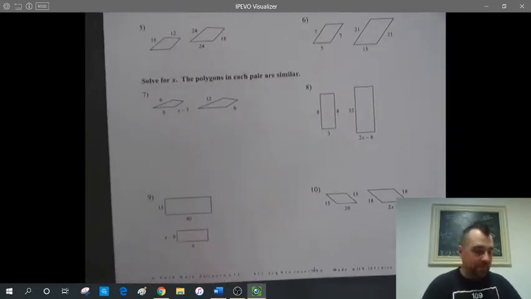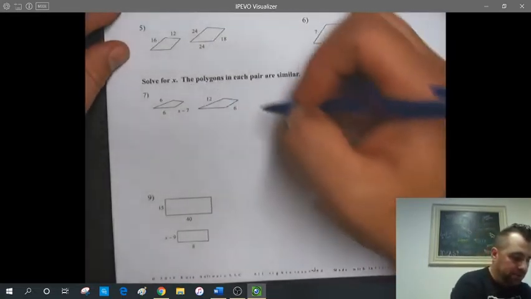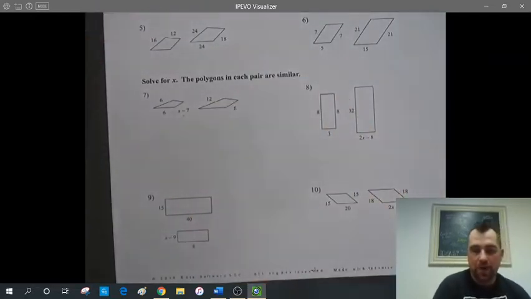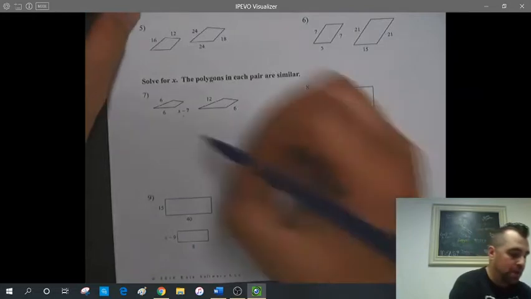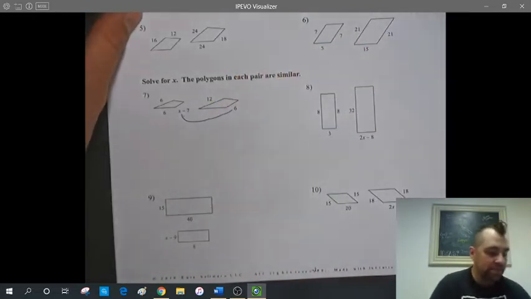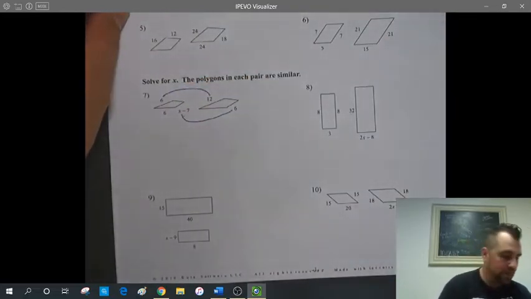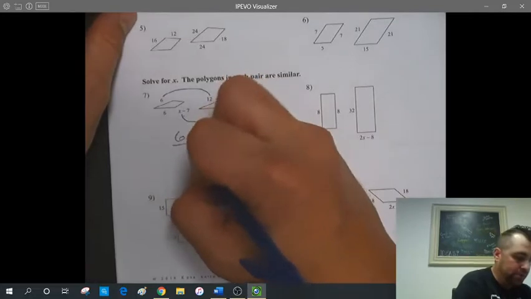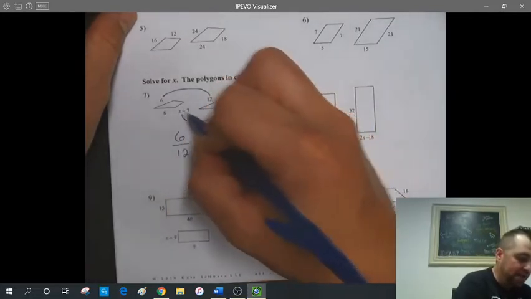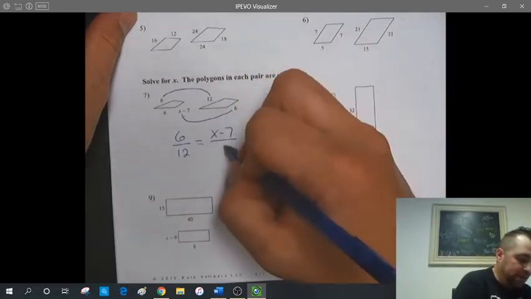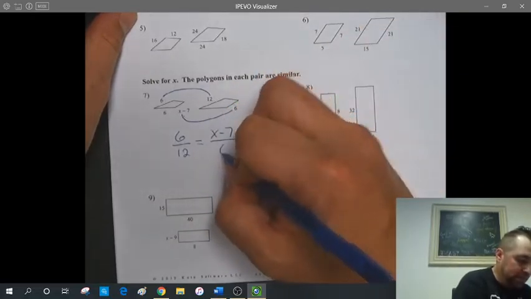Down here, same idea as the last section in the other worksheet. We're going to solve for x in these, but notice that it's now not just a question mark, it's actually an expression. So that side of x minus 7 would compare to the side of 6 over here in this one. The 6 would compare to the 12. So I can write my proportion, 6's to 12 as, if I went small to big, then I have to go small to big again. x minus 7 is to 6.